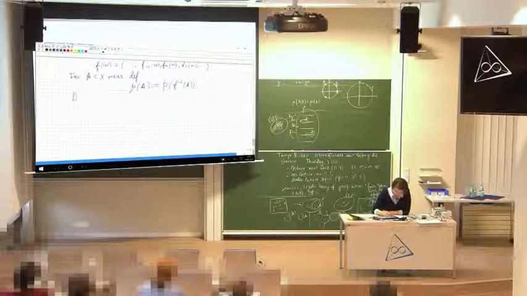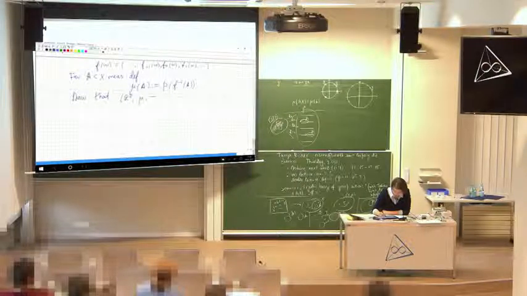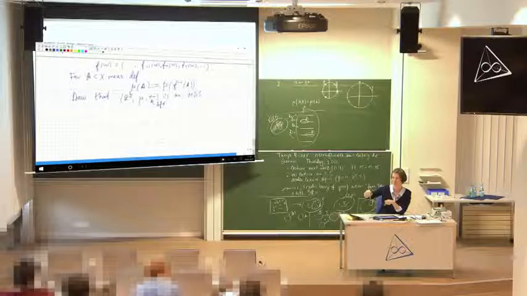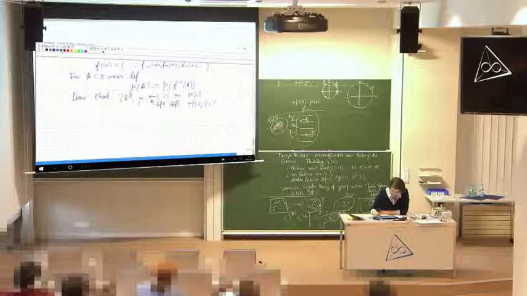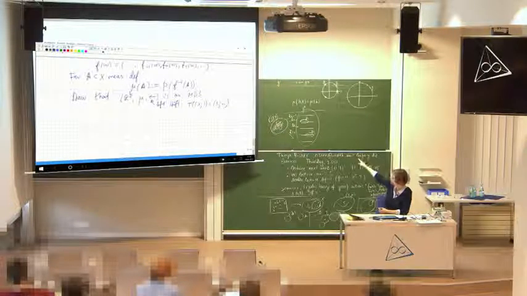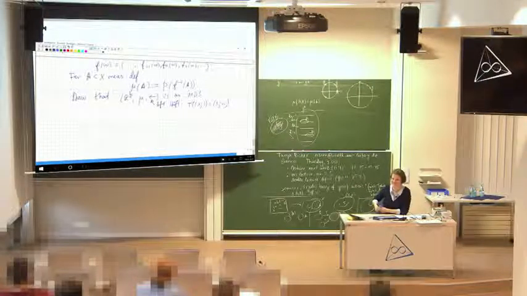Now, the exercise is to show that this is an MDS, where this is the left shift again. T of x_j is again x_{j+1}. So you just need to show that T is measure preserving, that the shift is measure preserving. And this is actually the stationarity. Nothing else. This is just the same as stationarity.